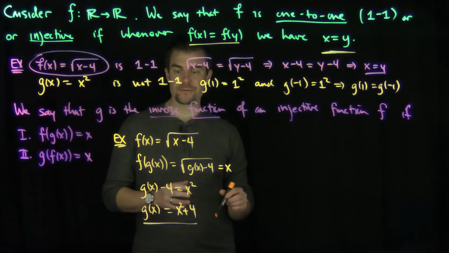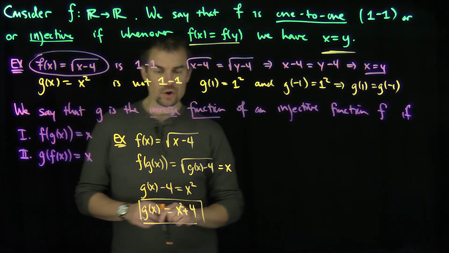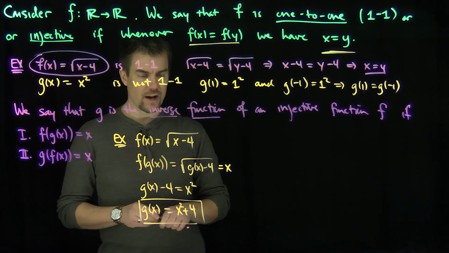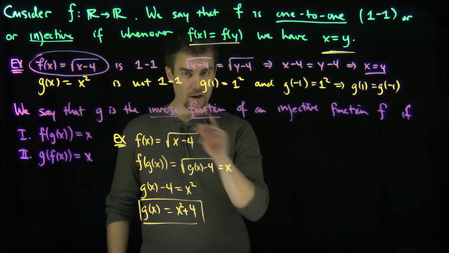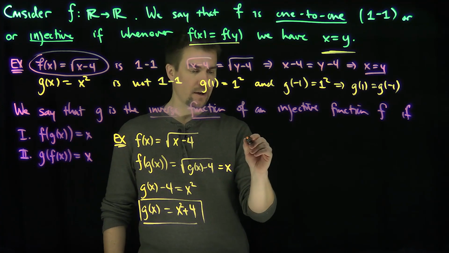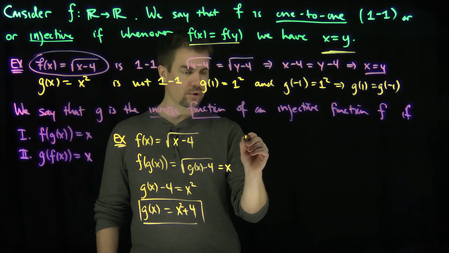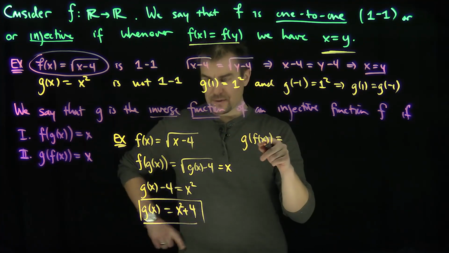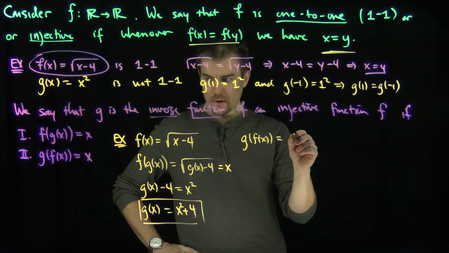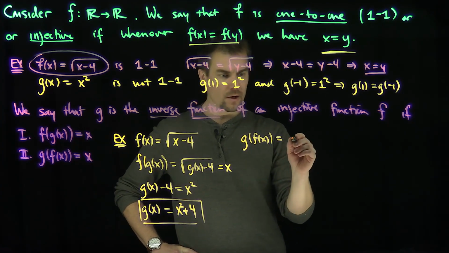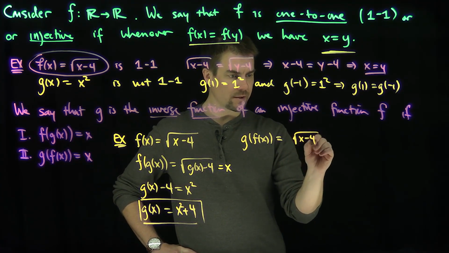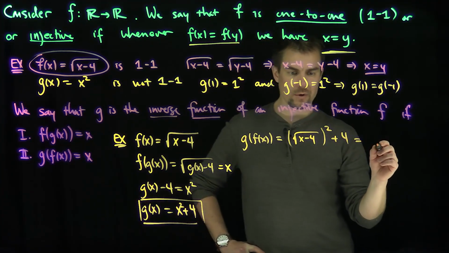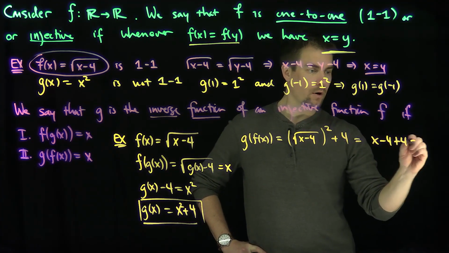So let's test and see if this function g actually does the trick. We have to be a little bit careful now. So let's check to see if this is a good candidate. Let's do two things. Let's first look at g of f of x. So we're going to plug in f to g. That's going to be the square root of x minus 4, quantity squared, plus 4. Well, that's clearly just going to be x minus 4 plus 4, which is just equal to x.